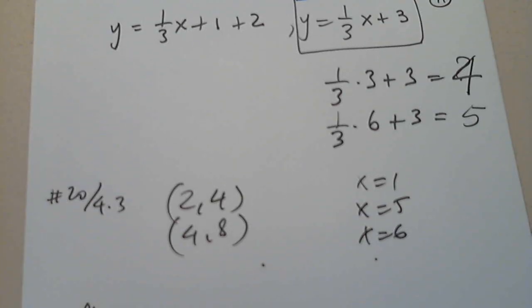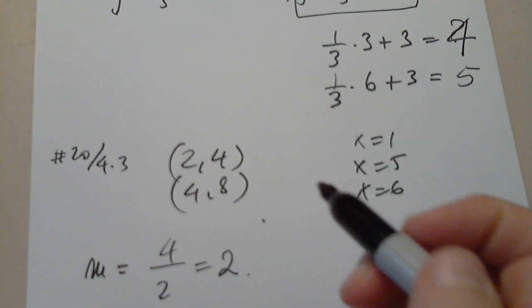Can anyone give us the slope of the line passing through 2, 4 and 4, 8? We're working on the slope, please. Two. So 8 minus 4 is 4, 4 minus 2 is 2. So the slope is 2.